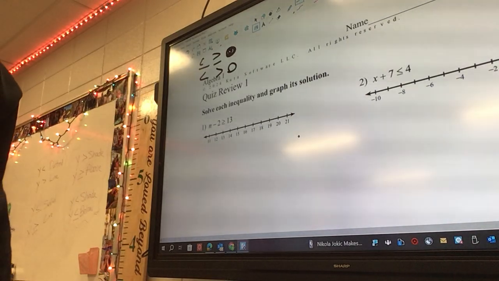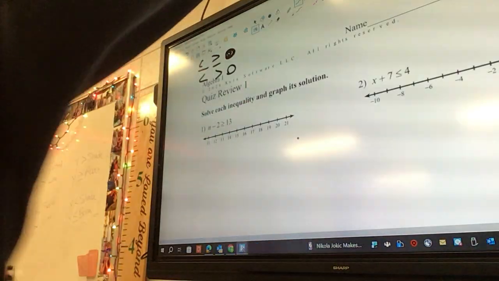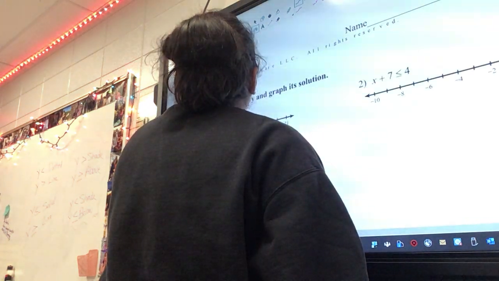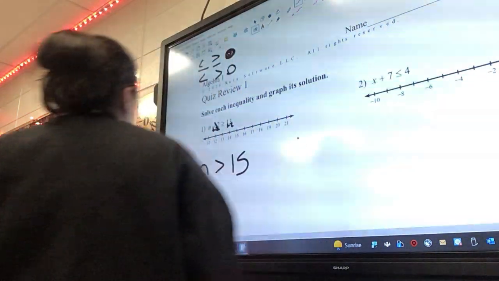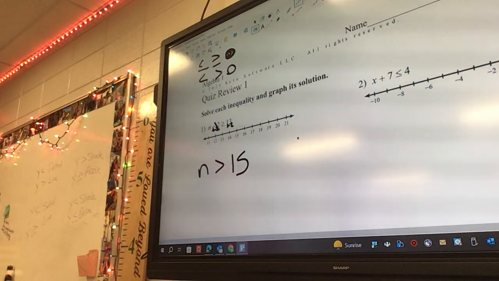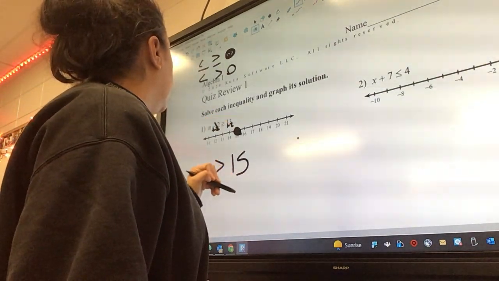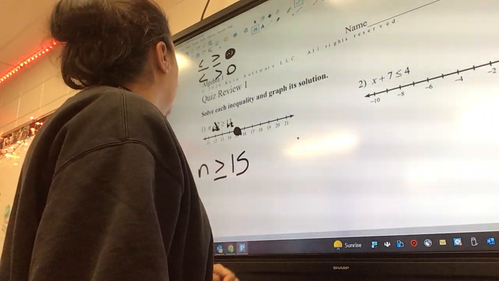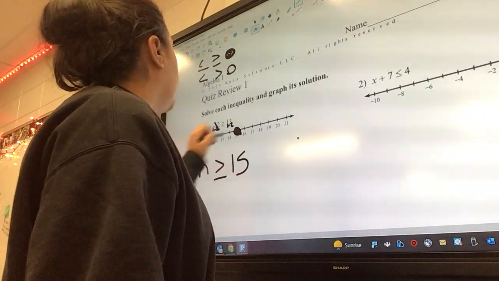If we look at number 1, what needs done? Add 2 to both sides. Okay, so I'm going to get n and the 15. On the 15, is it going to be open or closed? Closed. Wait, no, it's closed. Oh, I forgot my line underneath it. Which way is it going? To the right.